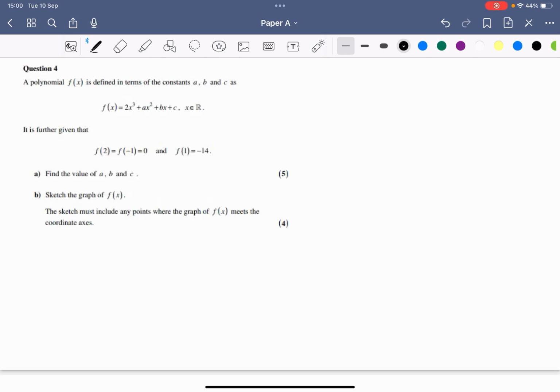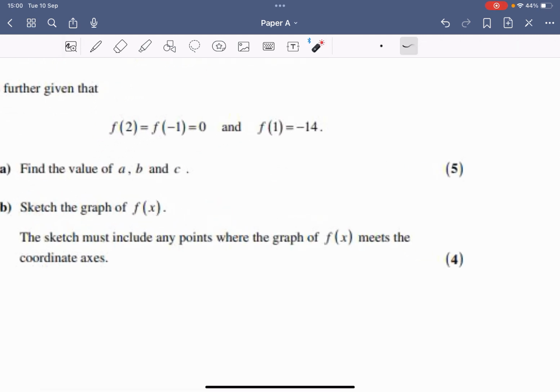Alright, for question 4, we have f of x, and it's defined as 2x squared plus ax squared plus bx plus c. We're given the information that f of 2 equals f of minus 1, which are both equal to 0, and also f of 1 equals minus 14. And we need to work out the values of a, b, and c. Now straight away when I see that, I'm thinking to myself, I need to work out 3 equations because we have 3 letters that we need to work out.